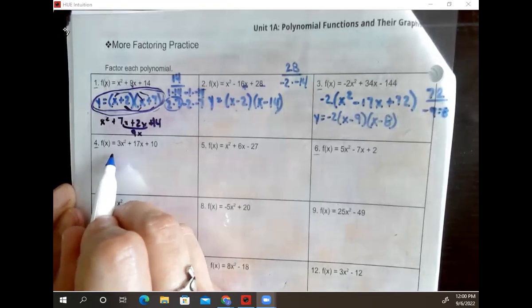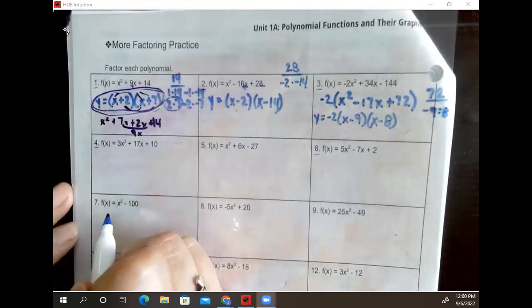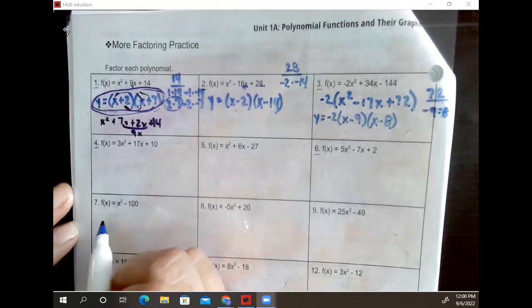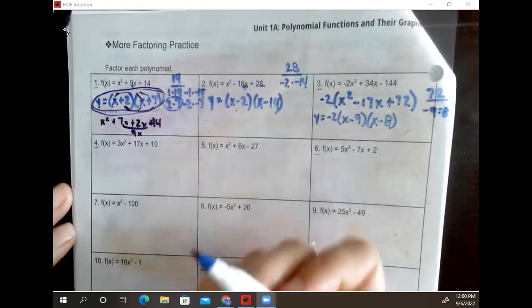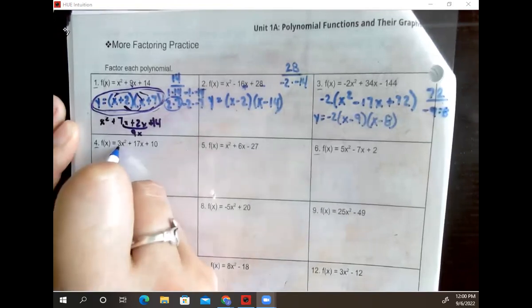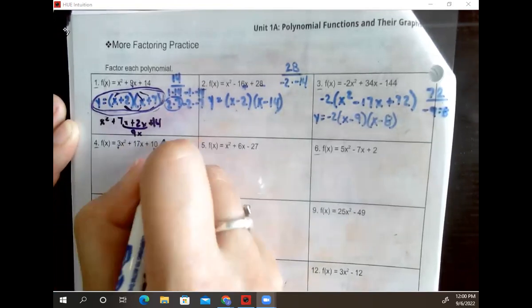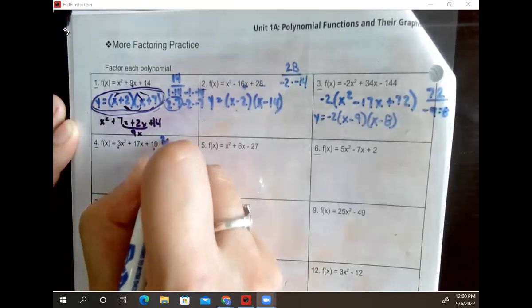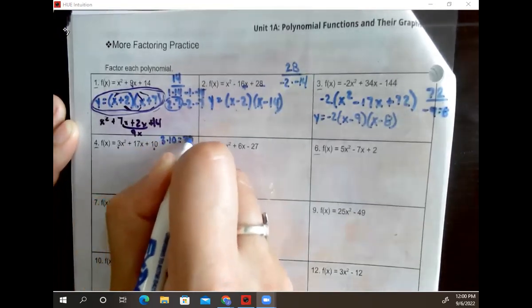Now, it is possible to do guess and check on a problem where the lead coefficient is not 1, but it generally takes us a little bit more time. There's a lot of guessing and checking. You have to distribute to check to see if the factored form that you've tried is correct. So I'm going to steer you towards the AC method on a problem like number 4. So that means I'm going to take my A value and multiply by my C value. So 3 times 10 gives us 30.